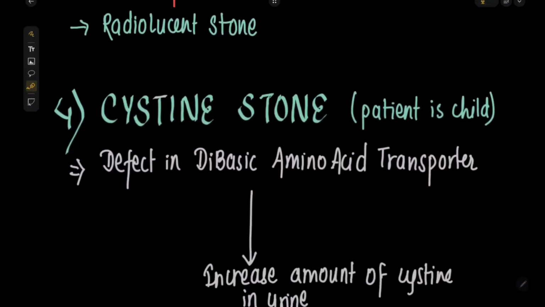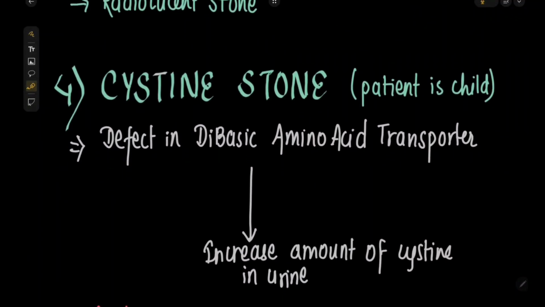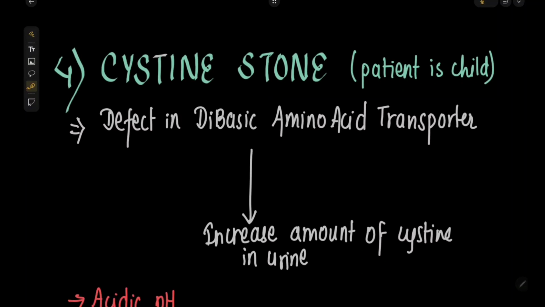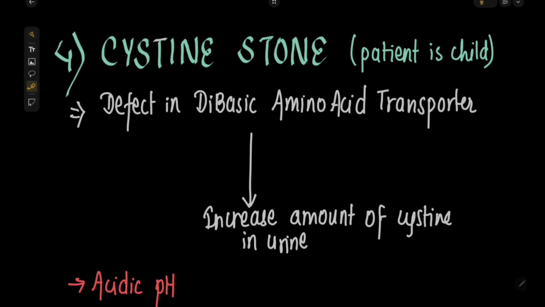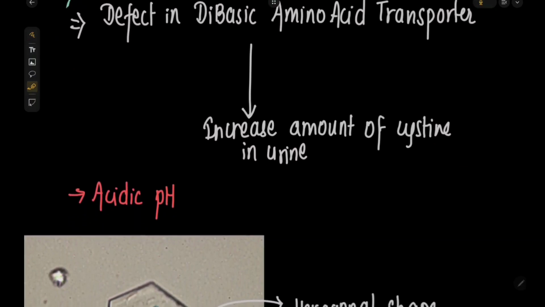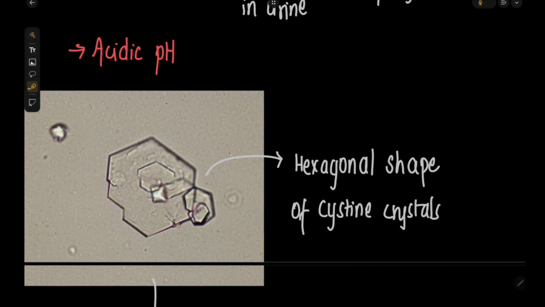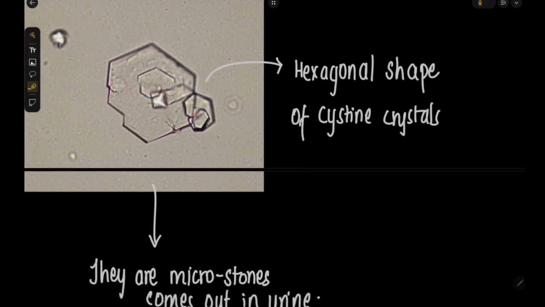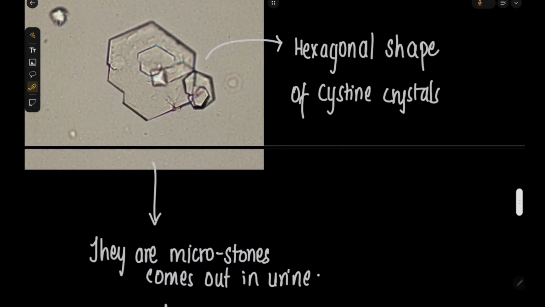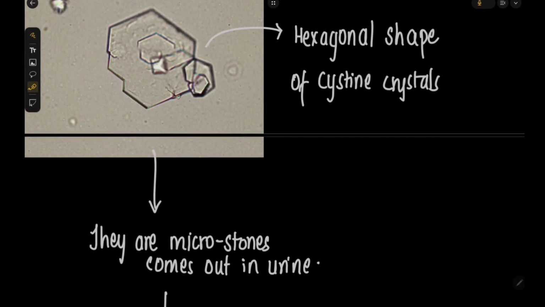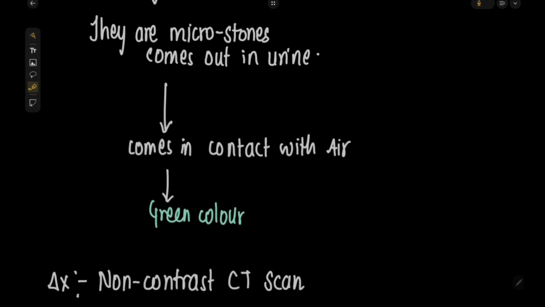And the next type of stone is the cystine stone. In the cystine stone, there is a defect in the dibasic amino acid transporter, hence there is an increased amount of cystine in the urine, and that helps in development of the cystine stone. Because of this defect, the patient is a child, and acidic pH precipitates the cystine stones. The shape of the cystine stone is hexagonal, and due to this hexagonal shape, they are microstones. They can come out in the urine, and when exposed to air, they get converted into green color.